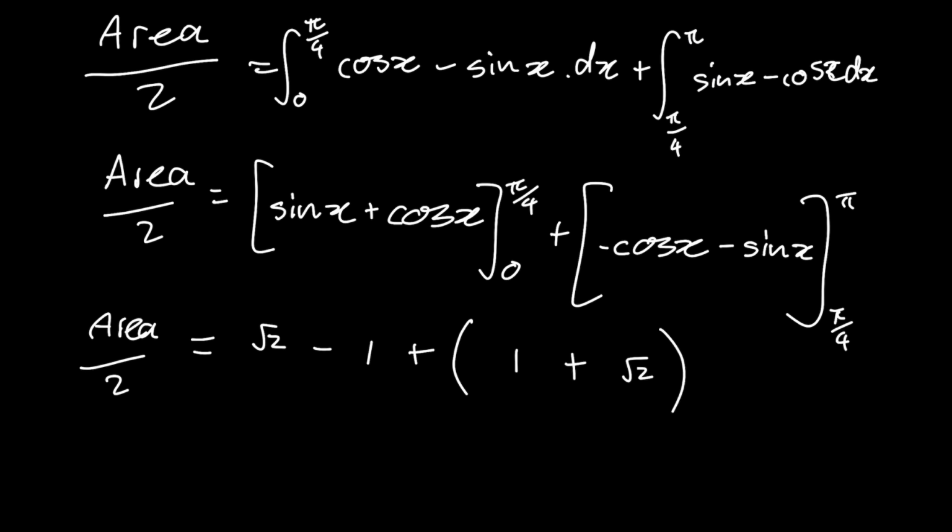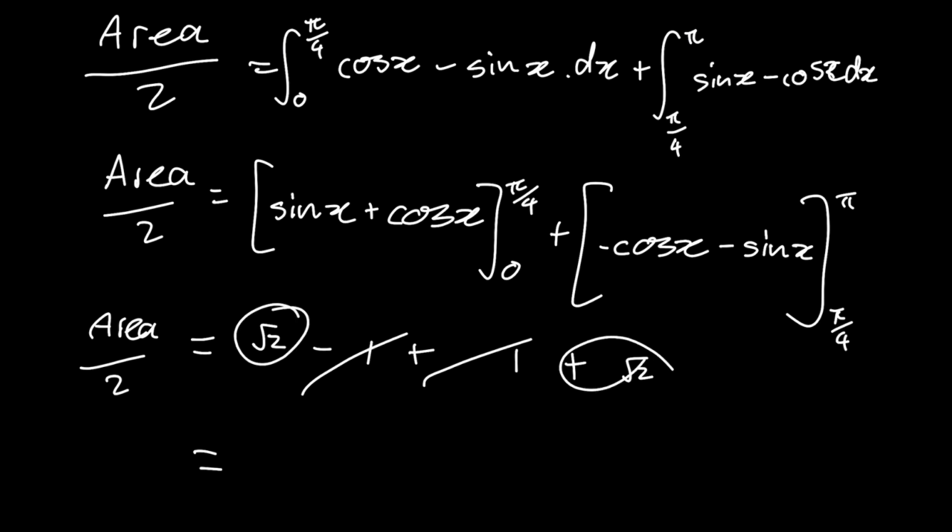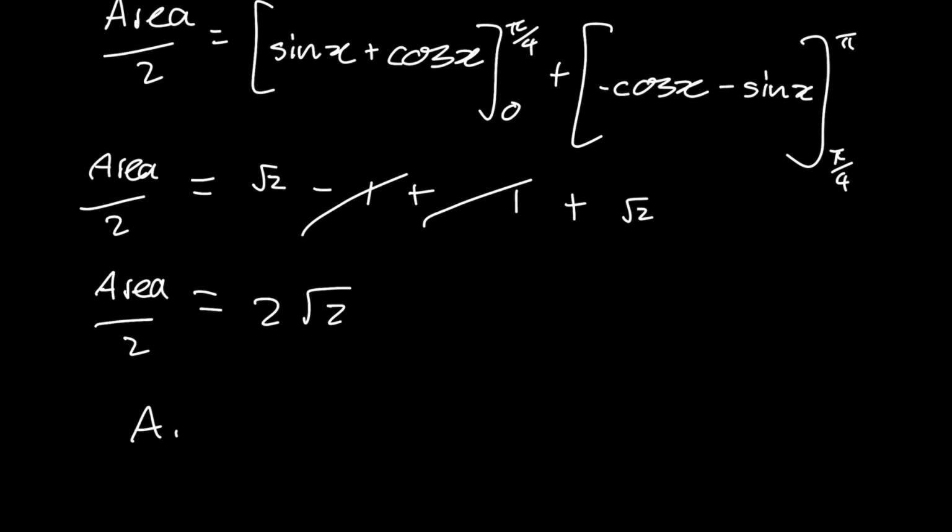Okay, so now we can take away these brackets, and what we're left with is a negative 1 plus 1, which will both cancel out, and then root 2 plus root 2. So we'll have 2 root 2. So the area divided by 2 is equal to 2 root 2. So therefore the whole area must equal 4 root 2.